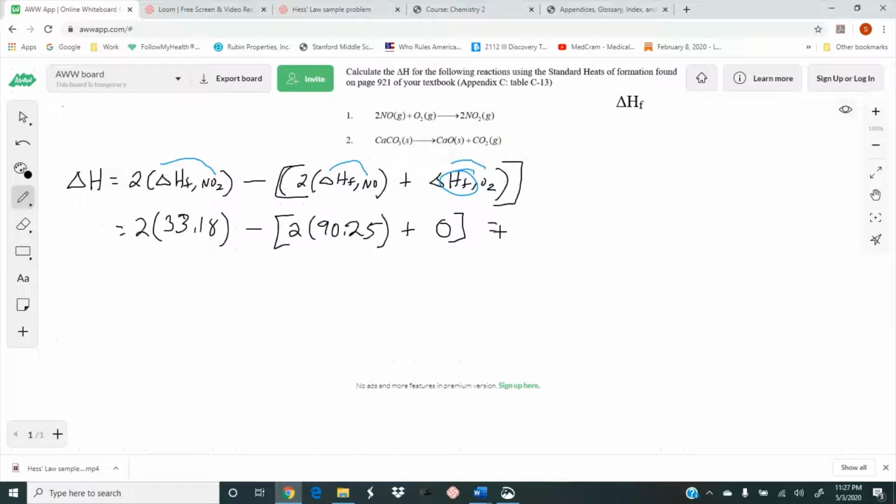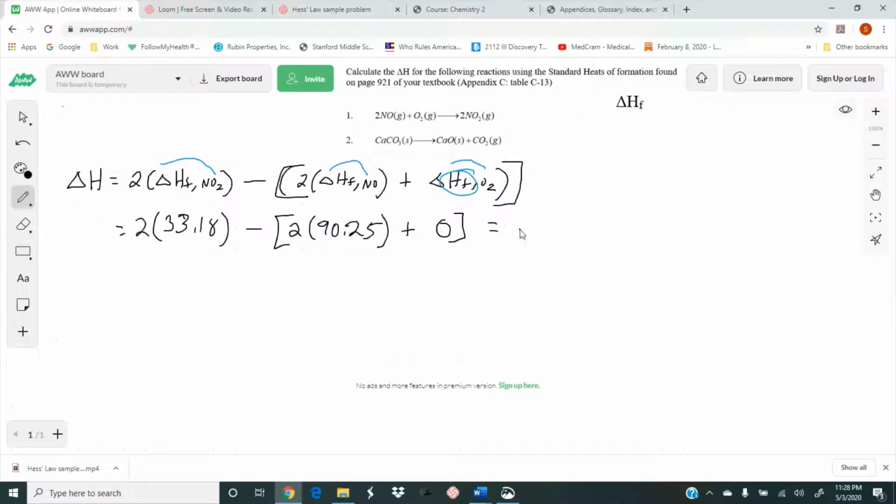2 times 33.18 minus 2 times 90.25. Don't forget you're using your algebraic logic. In other words, you have to take that 2 times 90.25 before you subtract it. Otherwise, if you try to subtract 2 and then multiply by 90.25, it'll give you the wrong answer. So the correct answer I get is minus 114.14.